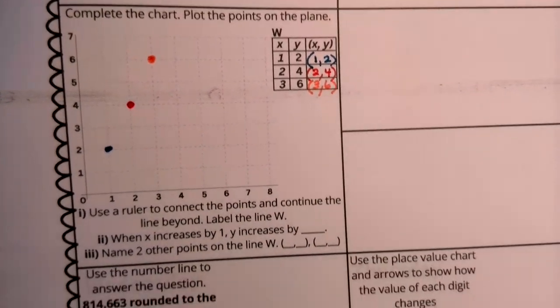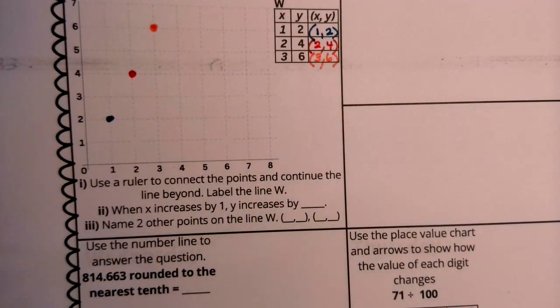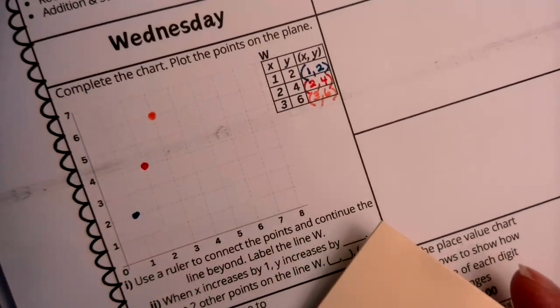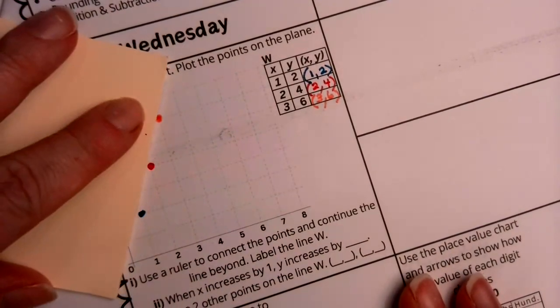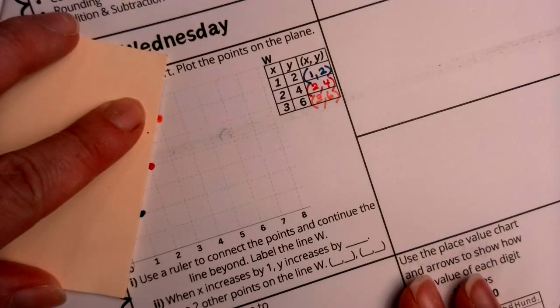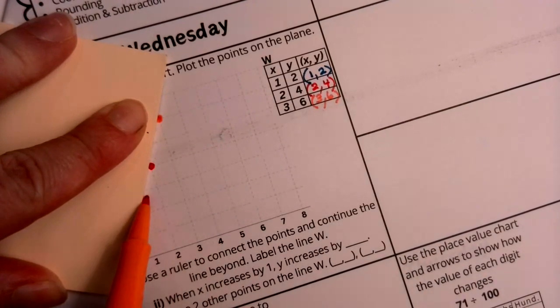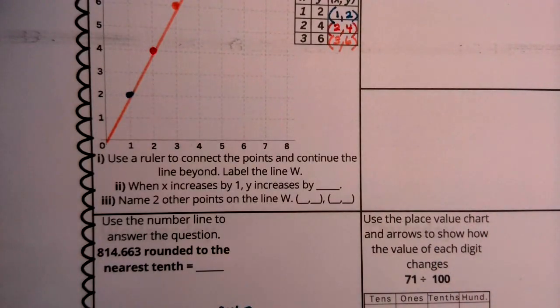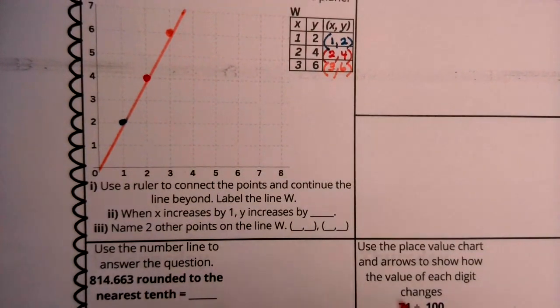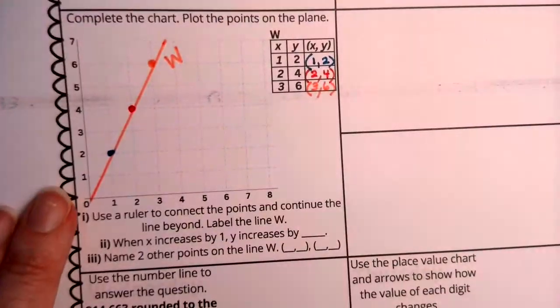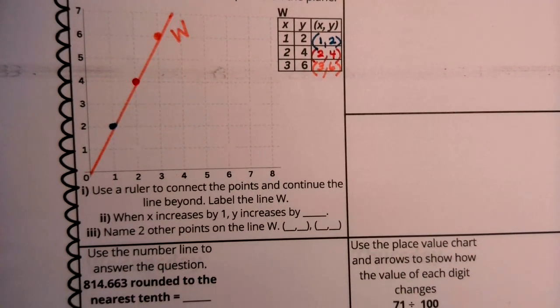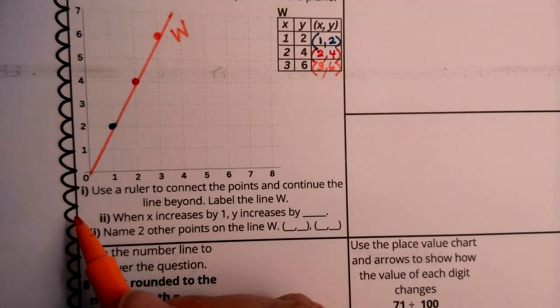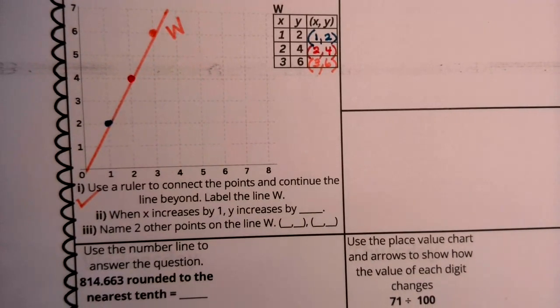Number 1 down below says to use a ruler to connect the points and to continue the line beyond. We are going to label the line as W. Do you remember what we have seen many times before? Mathematicians, it is not about perfection. If you are at home and you don't have the best math tool, use something like even a post-it note stack to be your ruler, because really we're just looking for your effort as we do these problems, right? We have now done number 1. We have created line W.